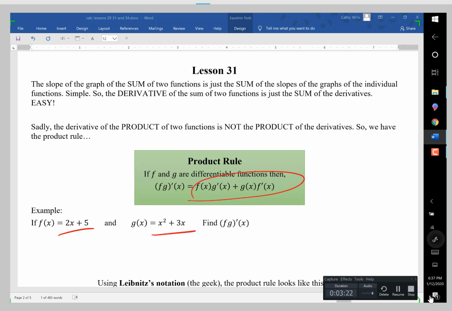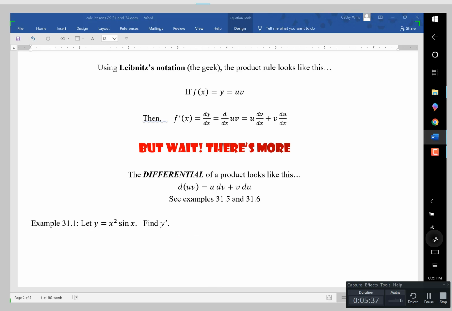But in some of the problems, the two things that are multiplied together may have different letters than x's in them. And that's when it gets confusing because sometimes you're not remembering that you're talking about the functions themselves. So I'm just going to do some examples where you have to find that differential.